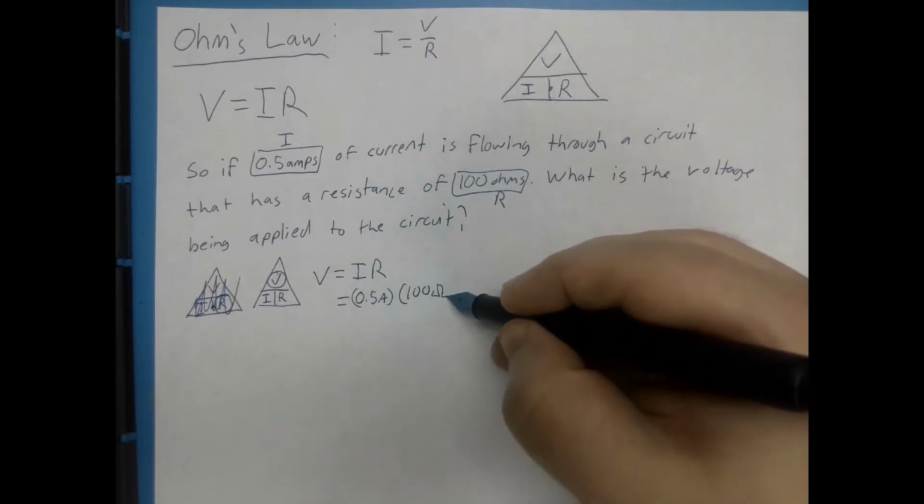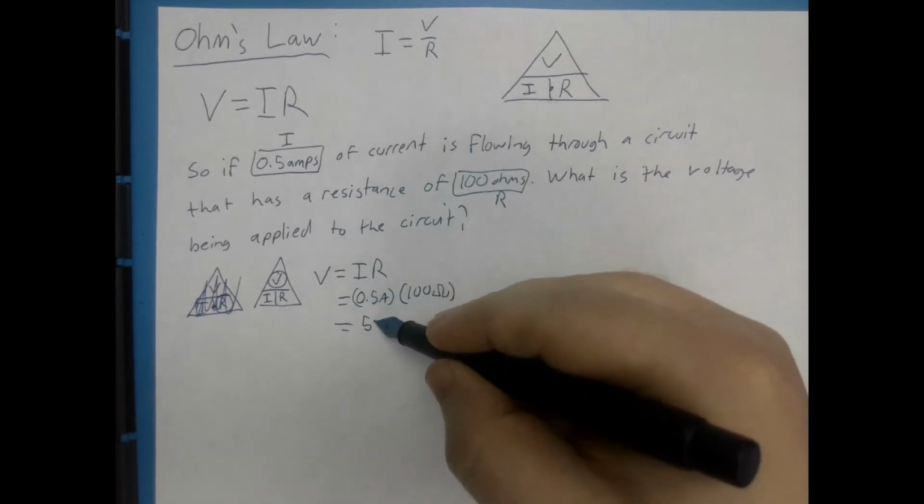So 100 ohms, we multiply them together, and we get 50 volts.